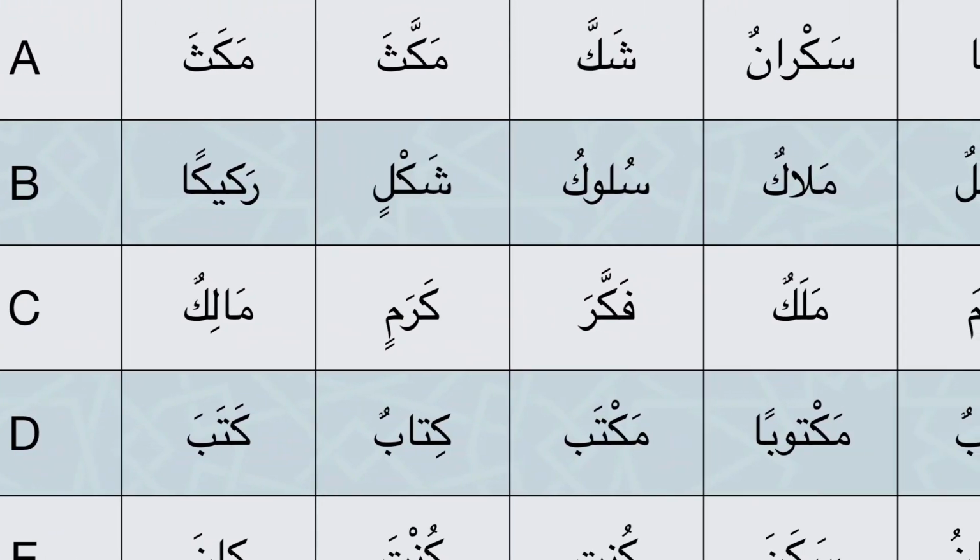This one is the fa, it has a fatha. The kaf has a shadda and fatha. And the ra has a fatha. How would I pronounce it? فكر. He thought or he contemplated.